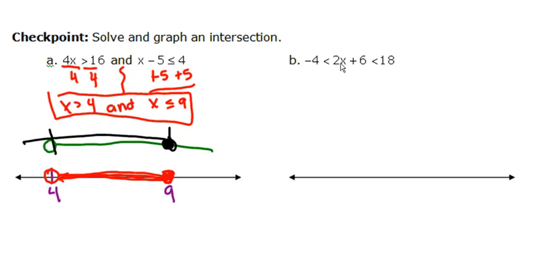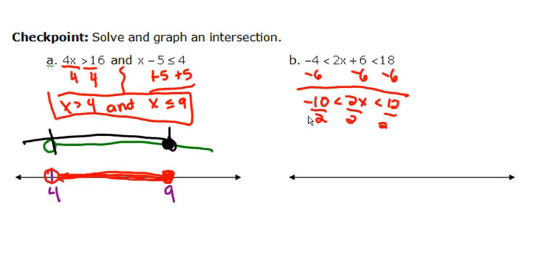So let's look at B. This one is already set up as an and inequality. So if I want to solve for x just like I normally would, I would get rid of the addition first. So I'm going to subtract 6 on all three sides. So I get -10 is less than 2x, which is less than 12. Then I divide everything by 2. -10 divided by 2 is -5, is less than x, and 12 divided by 2 is 6. So this is my answer.